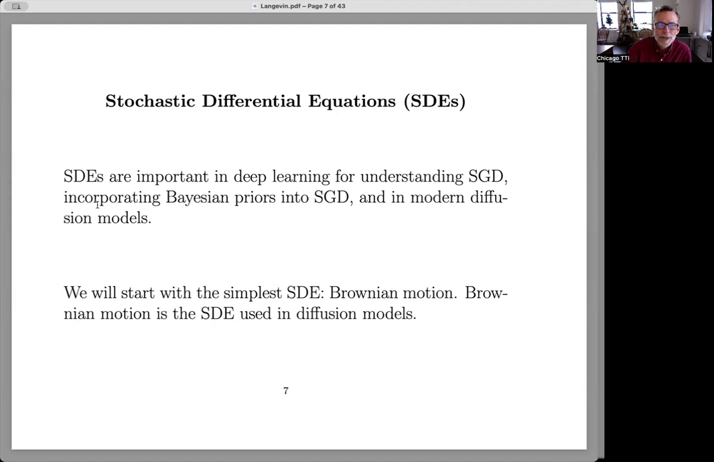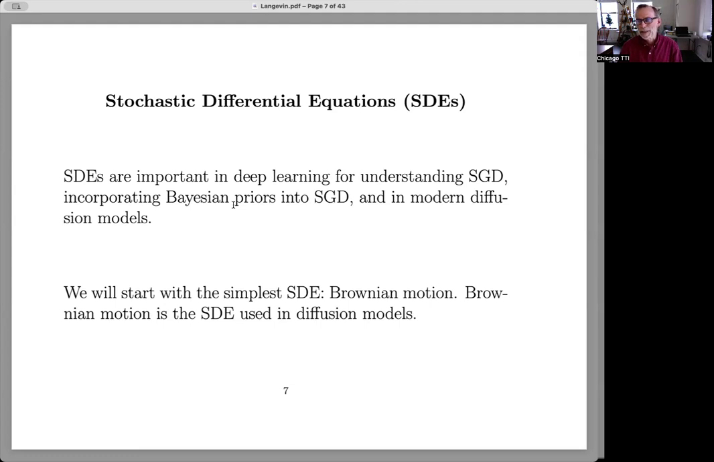It's also used in something called Langevin dynamics to develop an algorithm for sampling from a Bayesian posterior in the model space. And perhaps most interestingly, it's fundamental to the modern diffusion models. You've probably heard of diffusion models, Stable Diffusion, DALL-E 3. Diffusion models are a big advance in image generation.